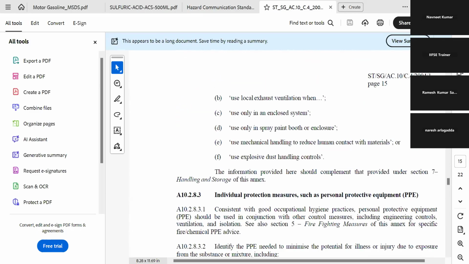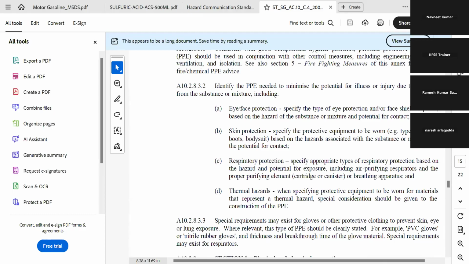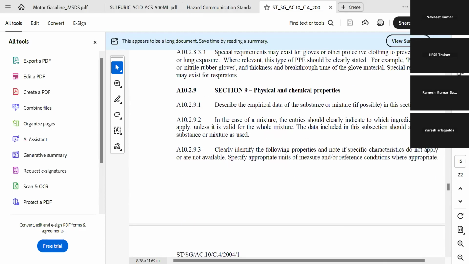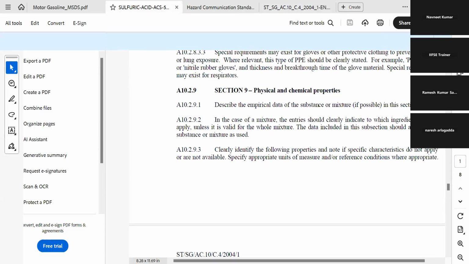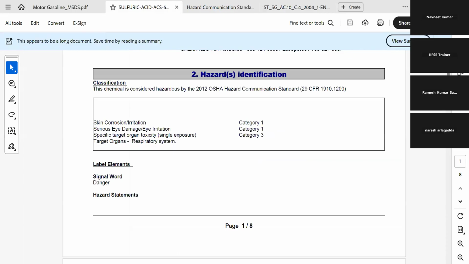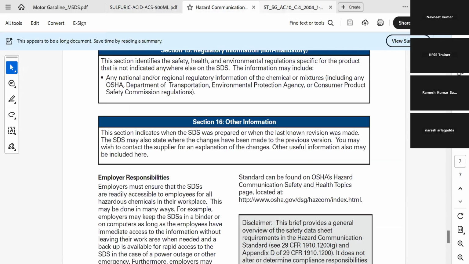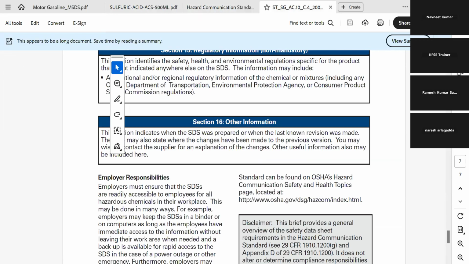The sections may be here and there, but ultimately it will cover the complete information. Sometimes they will give the identification and the physical chemical properties as a second section, but ultimately they have to meet all the 16 sections which are defined by OSHA and even the UN, United Nations.